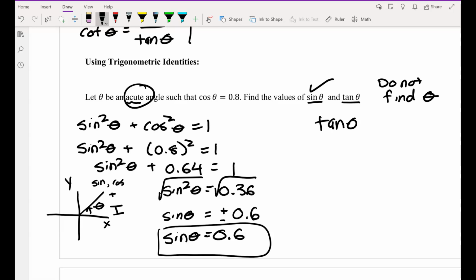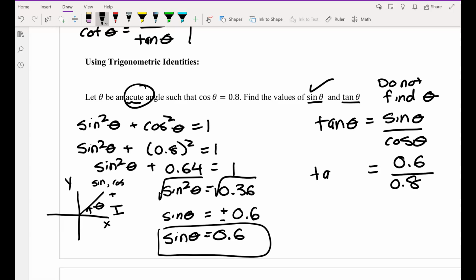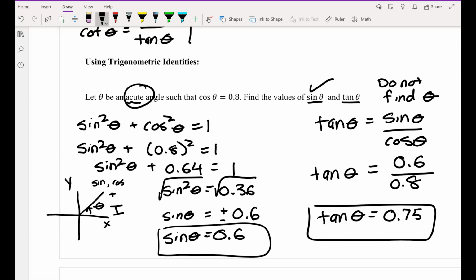So tangent theta equals sine of theta over the cosine of theta. Sine is 0.6. Cosine was given to us as 0.8. So now tangent of theta is 0.75. And that finishes that problem, and we did not even have to know what theta is.